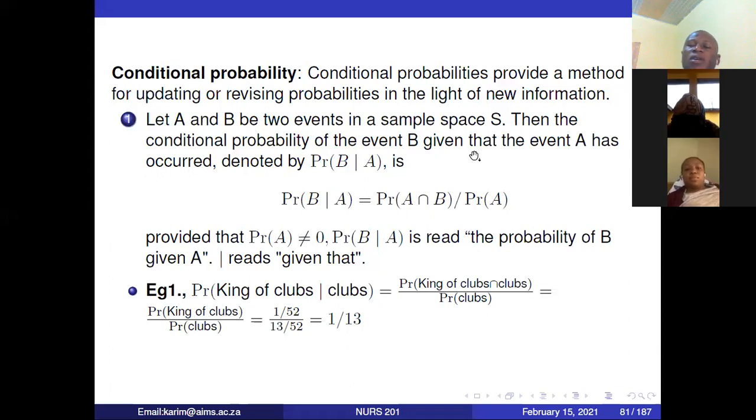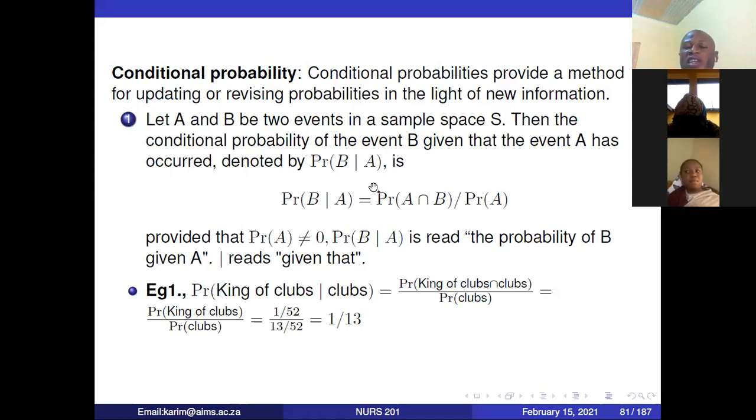If we want to compute the probability of B given A, that should be written as probability of B given A. The other way you can say it is: given that event A has already occurred, what is the probability of B also occurring? If A has already occurred, what is the probability that B is also going to occur?